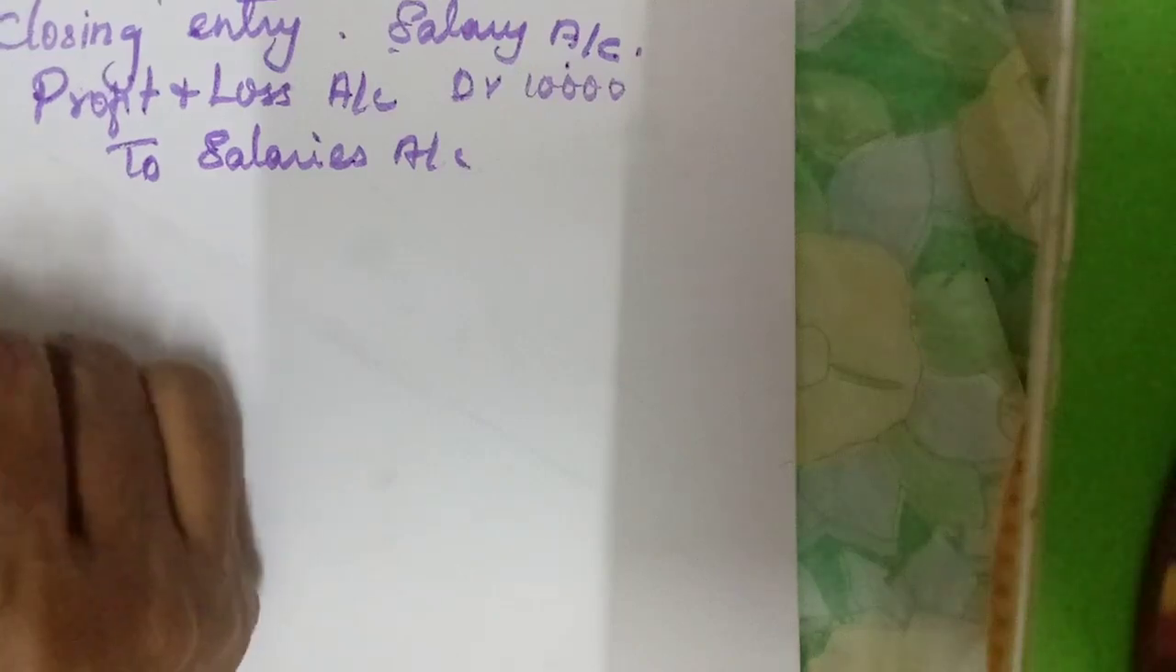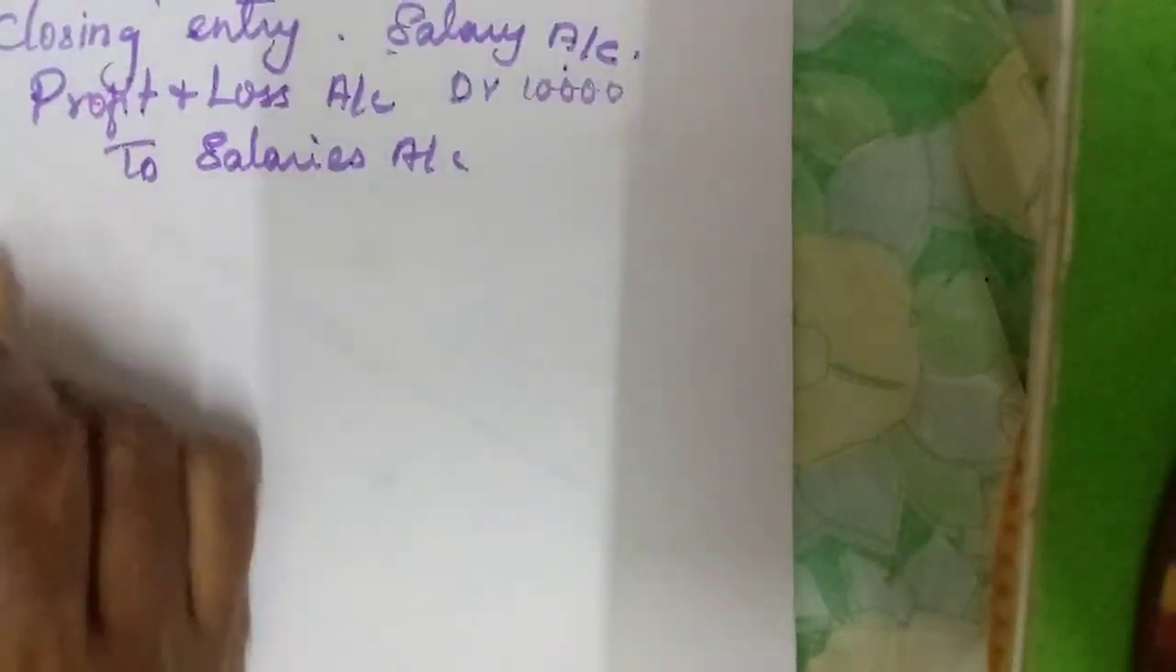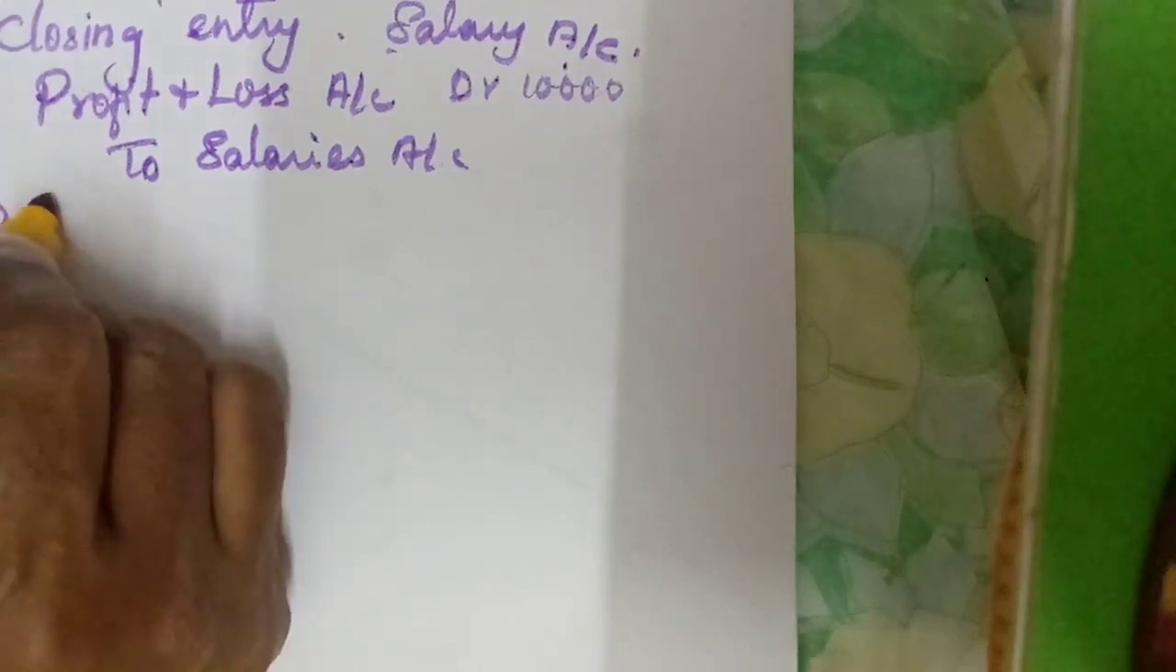Then the next one, this opening entry only they will ask many times. Okay, then the third one is adjusting entries.